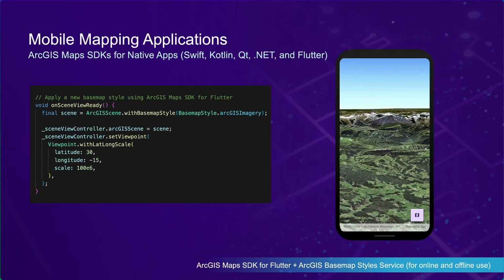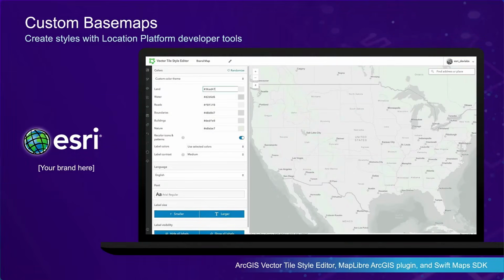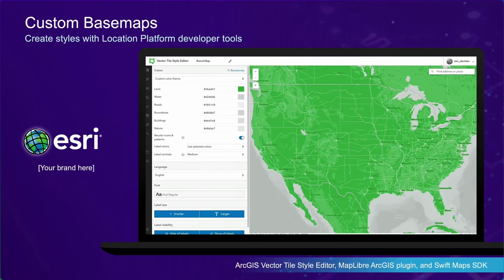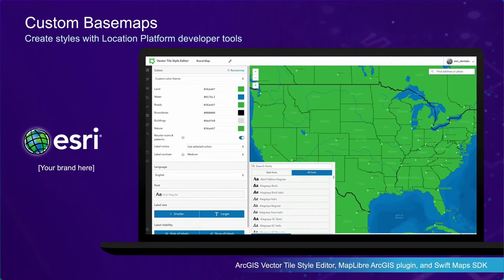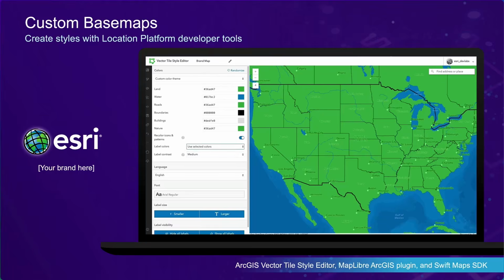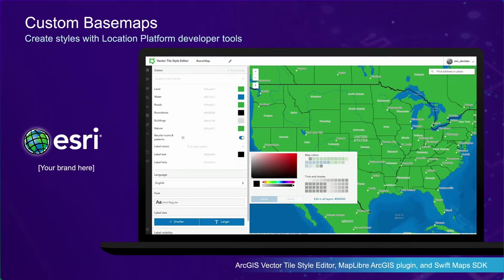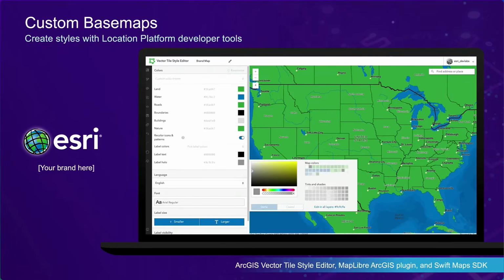To learn more, go to the Offline Mapping Apps Developer Guide. If you can't find the Basemap style that works for you, you can create your own with the ArcGIS developer tools. The ArcGIS Vector Tile Style Editor gives you full control over your Basemap design. You can use it to customize colors, fonts, icons, and labels to match your brand or personal styling preferences.